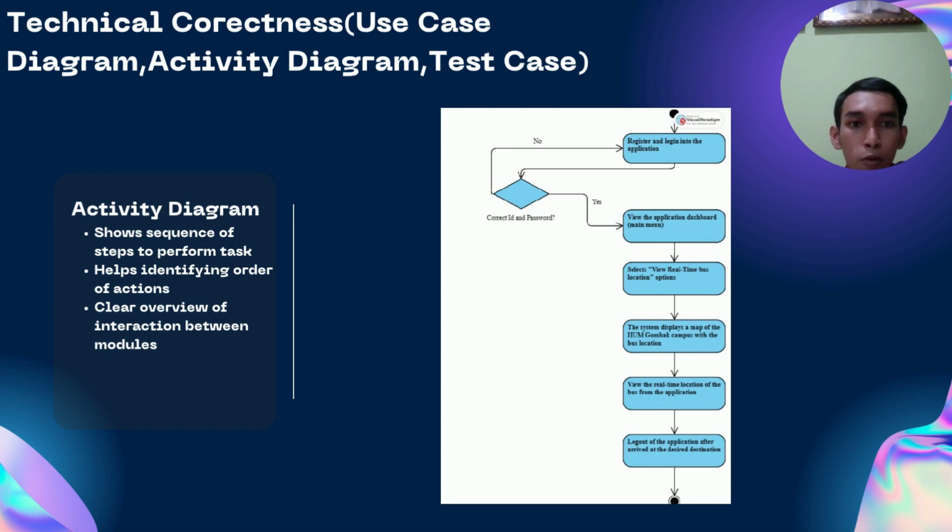So let's look at an example here. The module register and login. In order to proceed to the next step, which is view application dashboard, you need to fulfill the condition, which is you need to put the correct ID and password. If you fill in the wrong ID or password, it will prompt the user back to the register and login page.